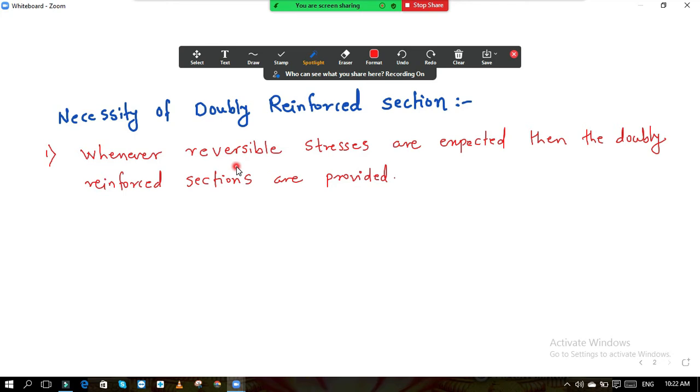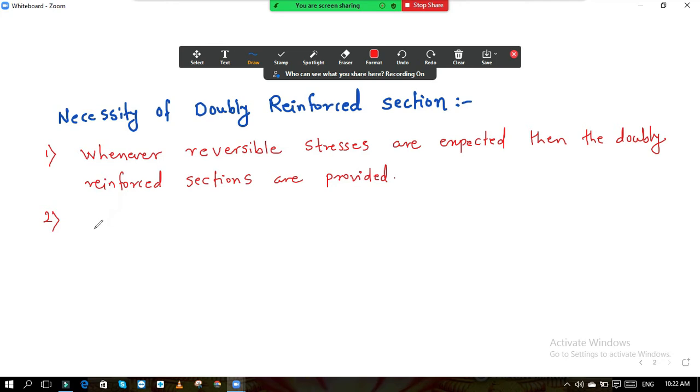But if the reversal happens and you provide a singly reinforced section, then definitely it will fail, because after some time tension will be generated at top and compressive stress will be generated at bottom. If the section is singly reinforced, there is no reinforcement at top to resist that stress. So that is why we go for a doubly reinforced section. This is the first reason.